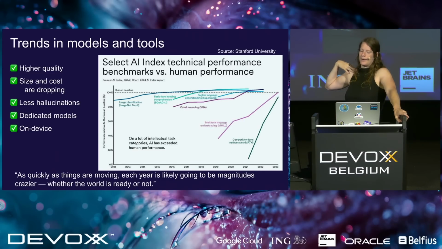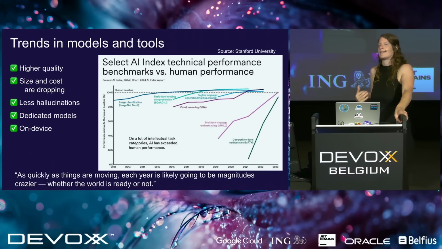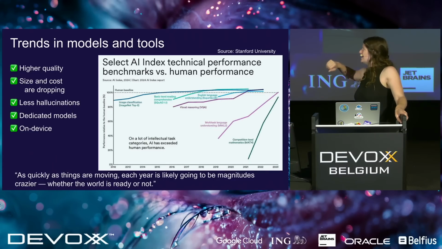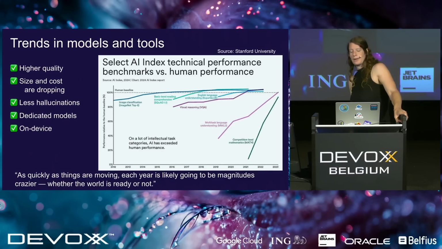This is the evolution of a number of fields that AI has given a shot at. And the human baseline there is at 100%. I guess this is an average human. So image classification took a couple of years to outperform humans, but then basic level reading went faster. Multitask language understanding. Now we're at competition level math that is taking this super quick rise.